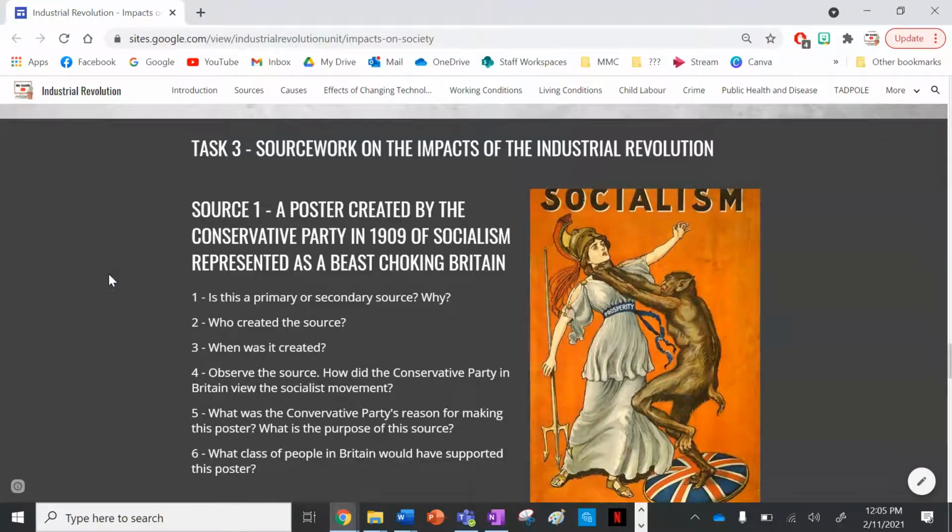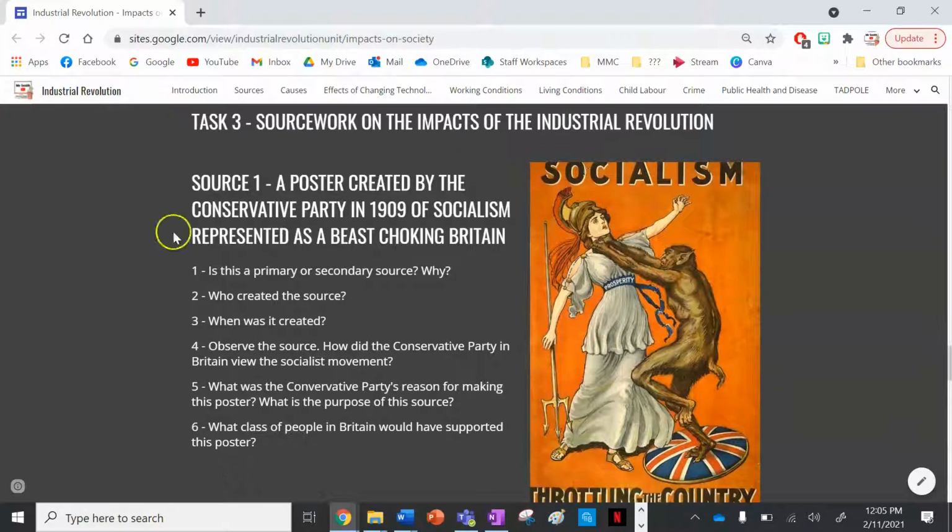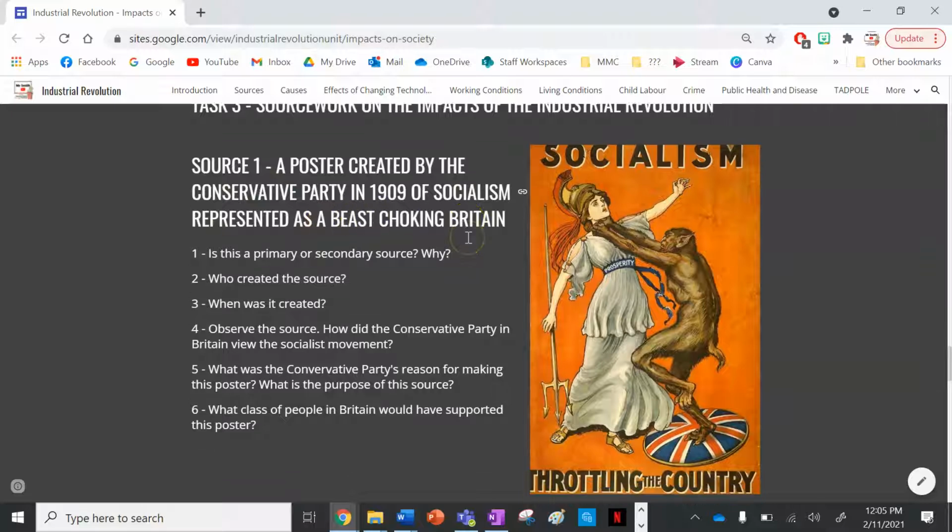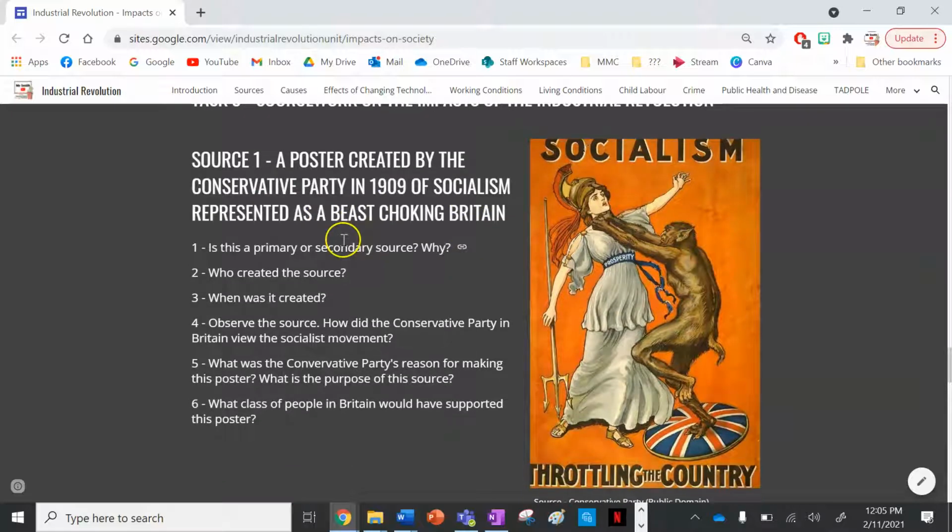I am going to run through task 3, the sources, with you though. So we'll do these ones together. So source 1 we'll have a look at now is a poster created by the Conservative Party in 1909 of socialism represented as a beast shaking Britain. So this was a very political poster. So is it a primary or secondary source? Why? Well, it was created during the Industrial Revolution and it reveals people's first-hand thoughts about the time they were living in, so it is a primary source.